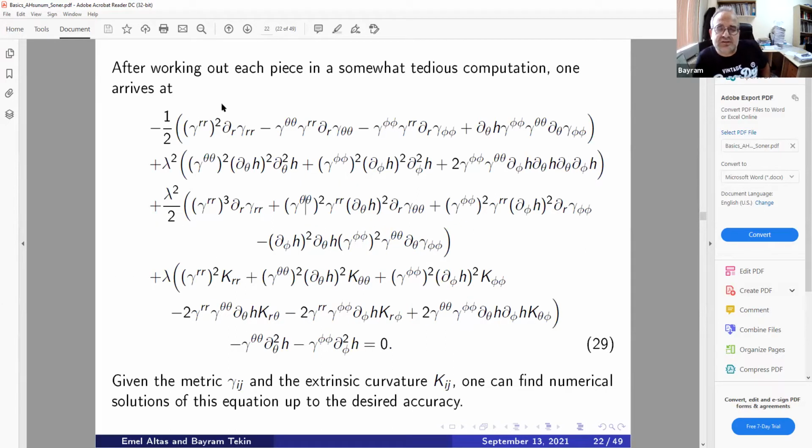After working out each piece carefully, the location of the apparent horizon, that means finding h, is given by this highly nonlinear exact partial differential equation. So given the metric and the extrinsic curvature, this is going to tell you where the apparent horizon is, or whether there is an apparent horizon or not. For numerical relativity people, this is the equation to be solved. If you are saying that there is a black hole, this is what you mean: this has a non-trivial solution. So equation 29, under the assumptions of conformally flat initial data.